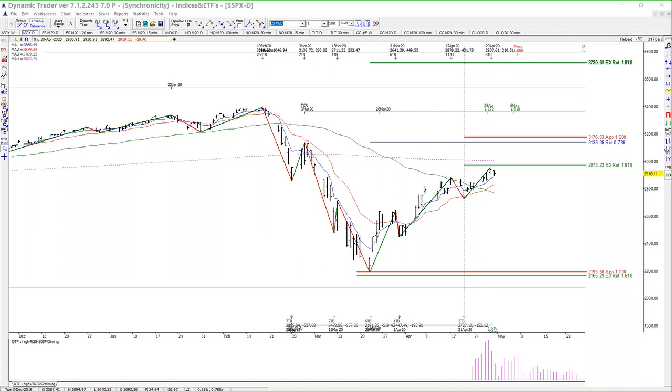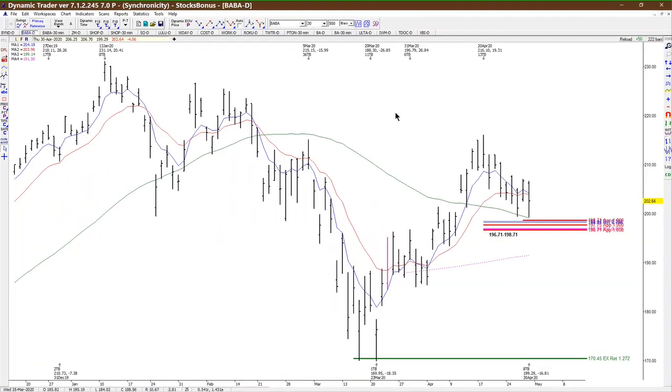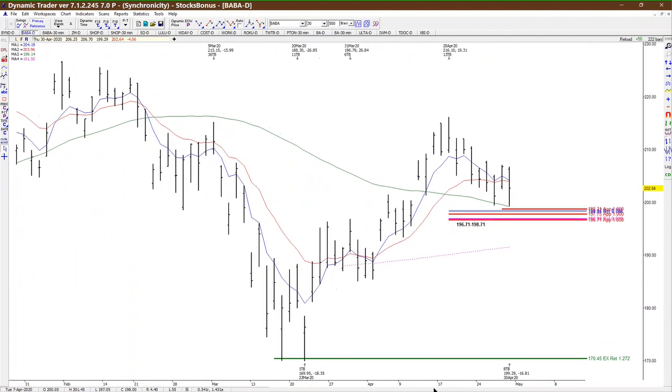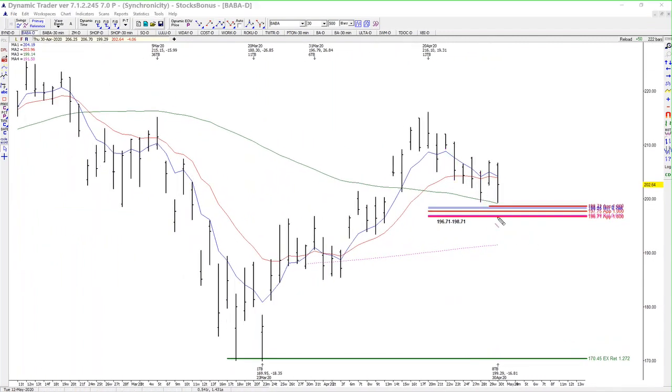And as far as any other trade setups, I'll give you an example of something that we are looking at, for example, in BABA. So again, I'm looking for a cluster of price relationships. And in this case, we have 1, 2, 3, 4. There's at least 7 price relationships that come in between 196.71 to 198.71.